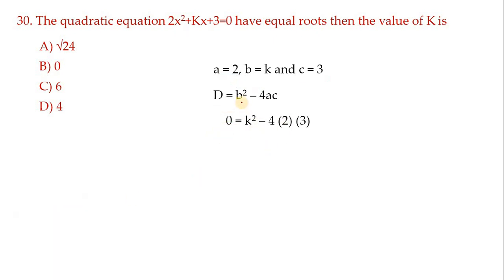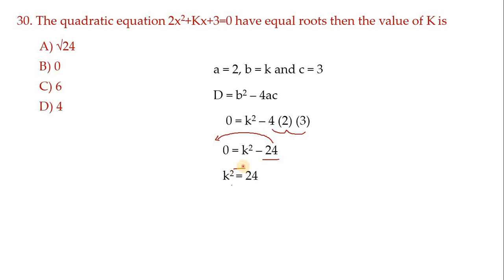Now substitute values. b square minus 4ac means k square minus 4 into 2 into 3. Now simplify this. 4 2s are 8, 8 3s are 24, so we get minus 24. Now minus 24, you transfer this side, we get k square equals 24.